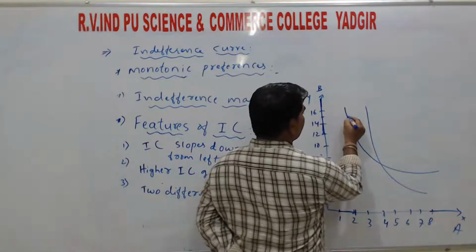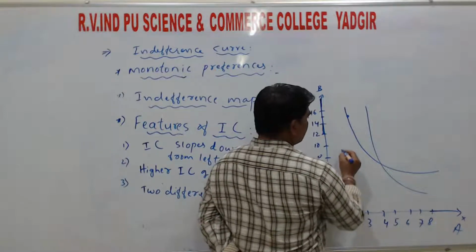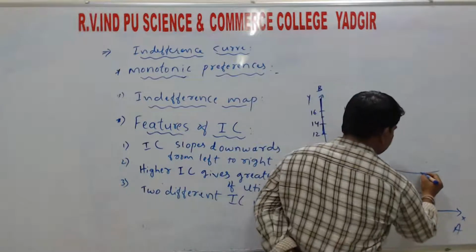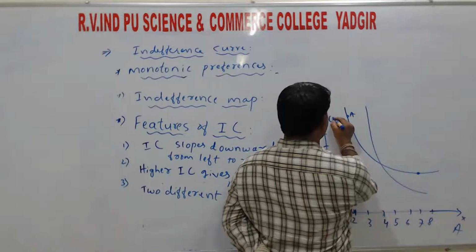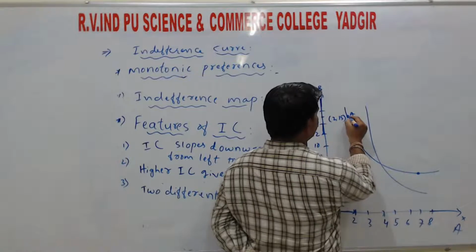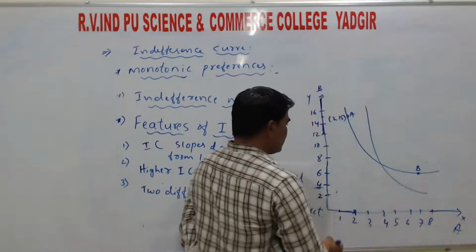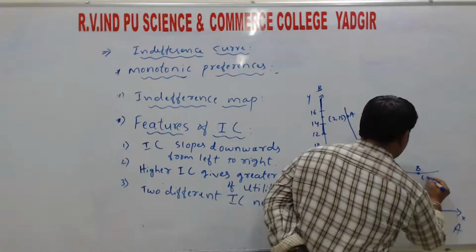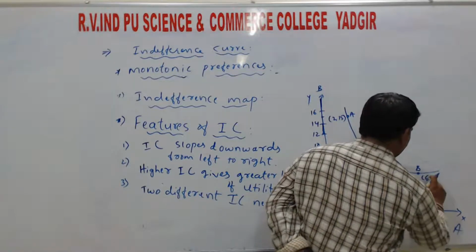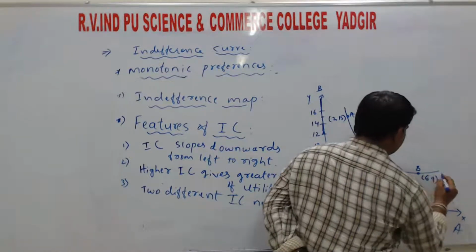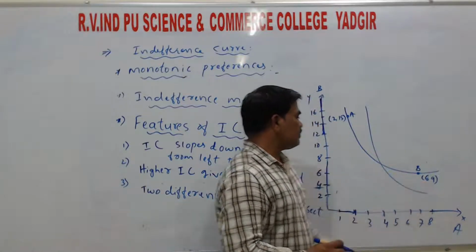This is 15 bananas with 2 apples. Point A, and this is point B. At point A he is getting 2 apples, 15 bananas. In point B he is getting 6 apples, 9 bananas.